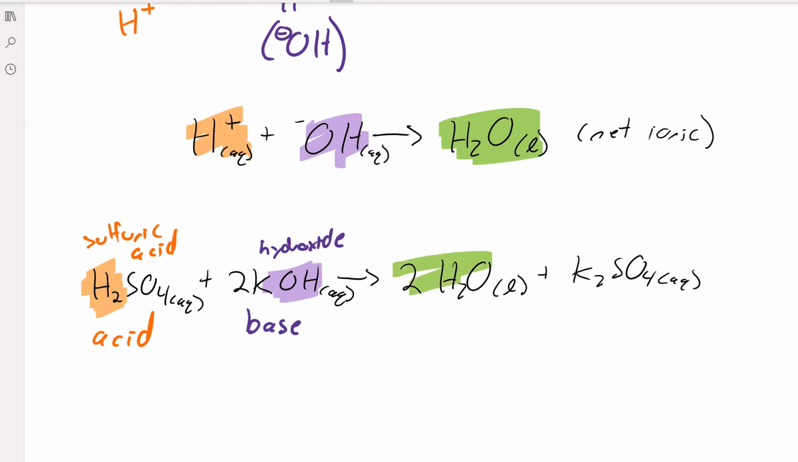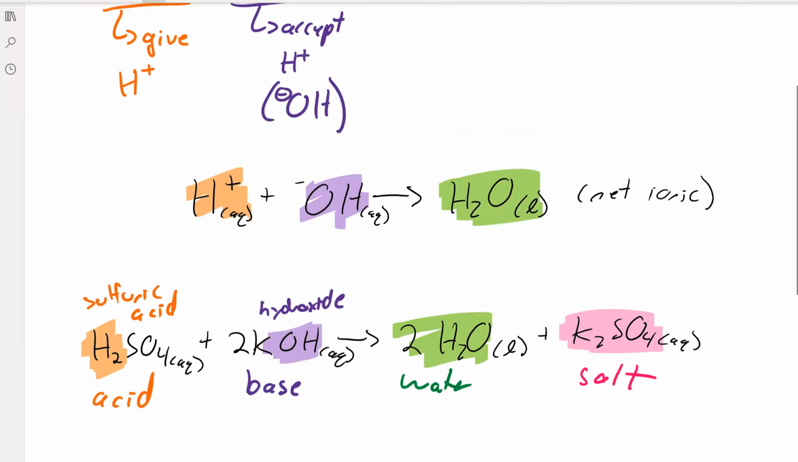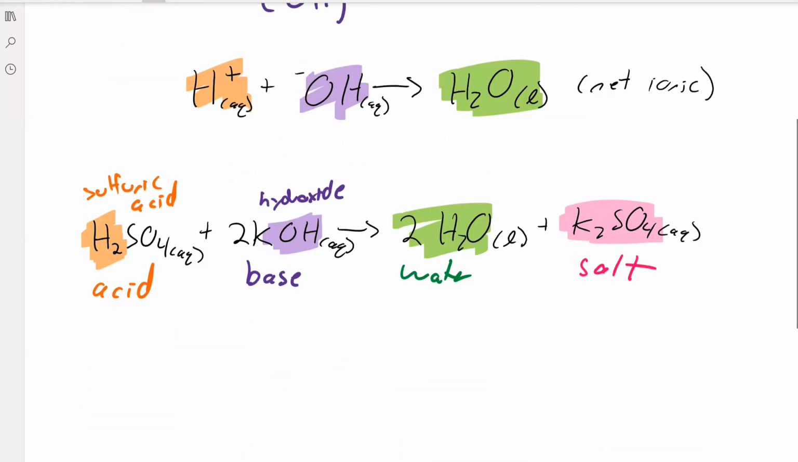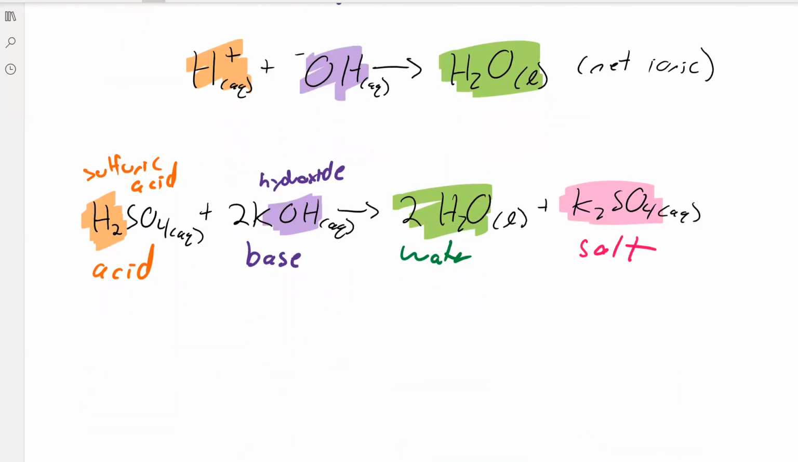And they're going to form water. And then in general, you're also going to form some form of salt. Remember, salt is just an ionic compound. It doesn't have to be NaCl. In this case, it's potassium sulfate, so salt. So for our purposes, for acid-base reactions, we're always going to have an acid react with a base, which is always going to be hydroxide, to form water and some sort of salt.